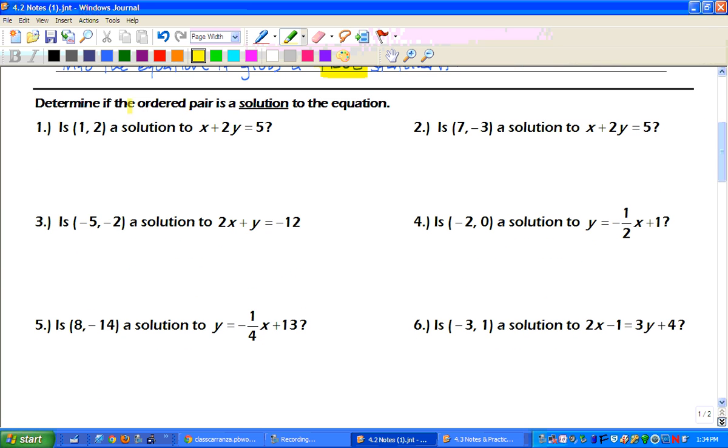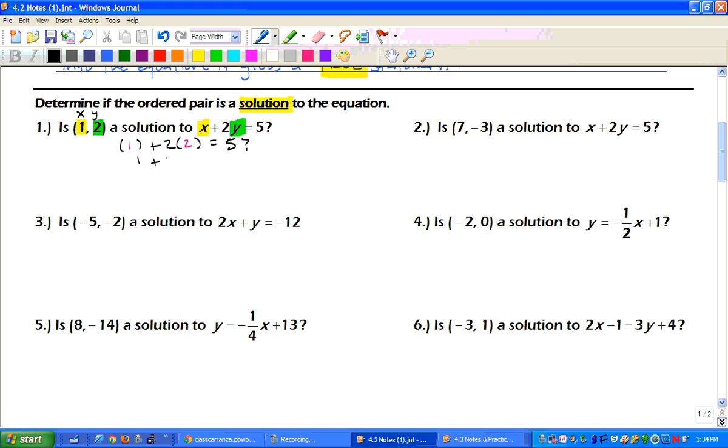So, determine if the point is a solution to the equation. So, what it tells us is an x and a y. Okay, we remember from yesterday, x is the first coordinate, y is the second. So what we have to do is plug those numbers into the equation, okay? So we're plugging in 1 for x and 2 for y. And then we just go ahead and solve.